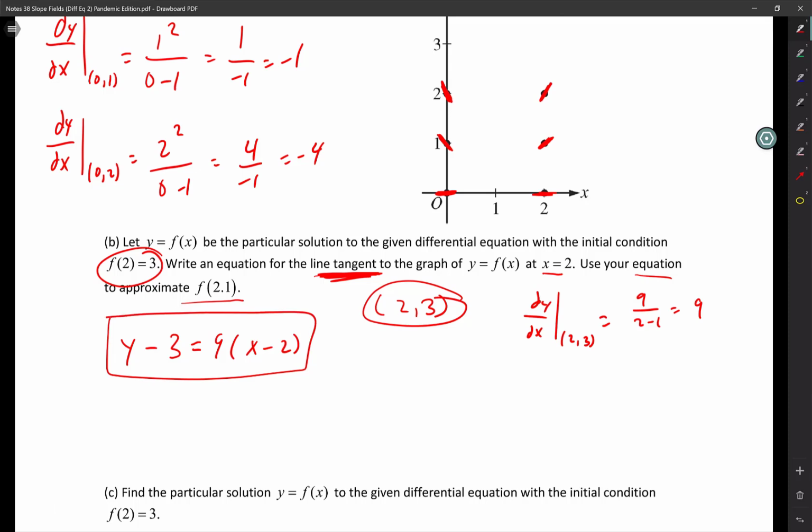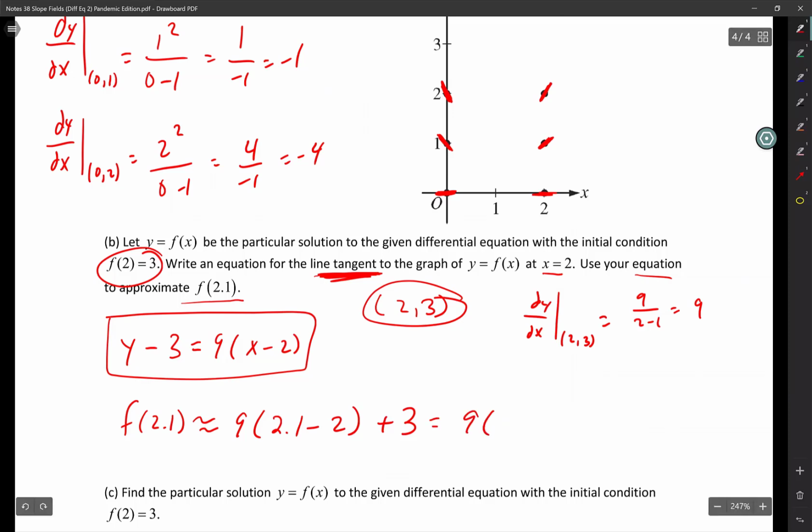Now I'm going to figure out what f of 2.1 is. So I'm going to write f of 2.1 is approximately 9 times 2.1 minus 2, plus 3. If you want, you can leave it alone right there if you're scared. But are you scared? Oh, I was hoping that you're going to say no. We're not scared, right, Alaman? We're not scared, guys. So go for it. 9 times 2.1 minus 2, that's just 0.1, plus 3. You can do that, guys.